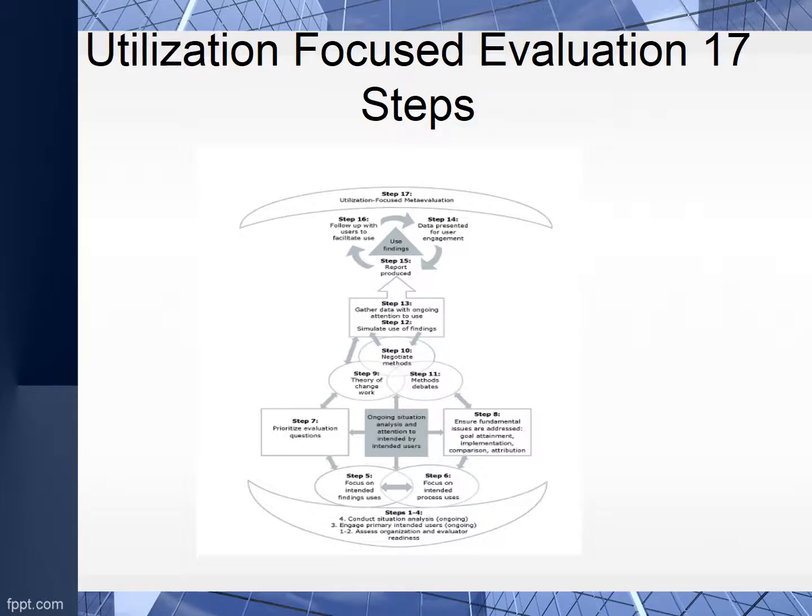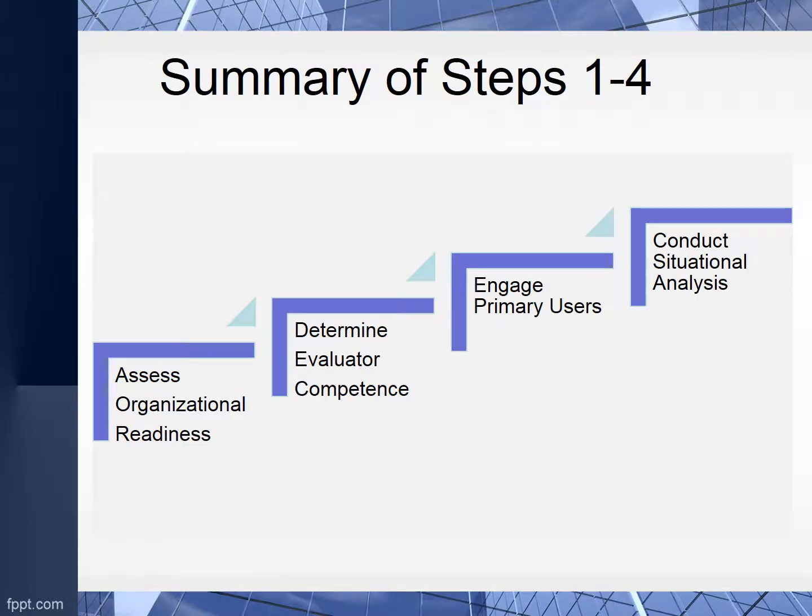Utilization-focused evaluation includes 17 steps. Steps 1 through 4 can be summarized with the following headings. Step 1, assess organizational readiness. Step 2, determine evaluator competence. Step 3, engage primary users. And Step 4, conduct situational analysis.